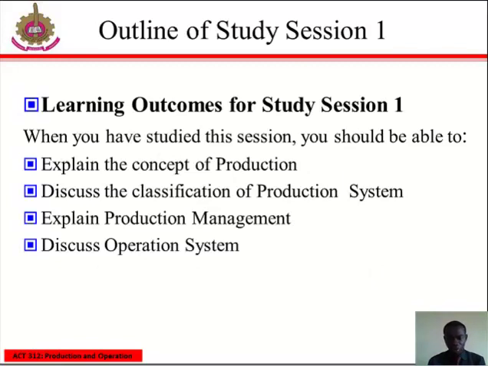Learning outcomes for Study Section 1. When you have studied this section, you should be able to, number one, explain the concept of production. You should be able to discuss the different classification of production system. You should be able to explain production management, and lastly, you should be able to discuss operation management.